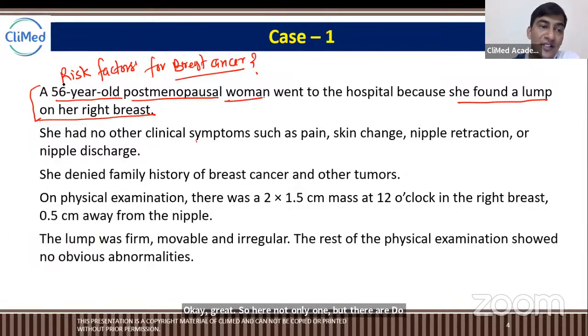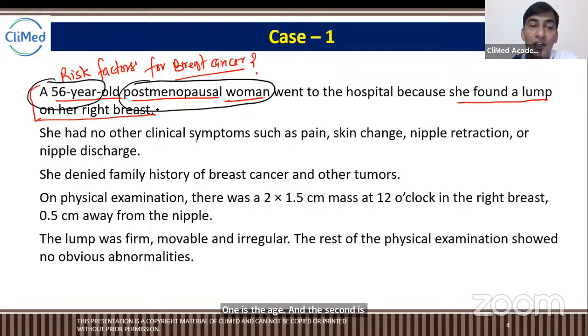So here, not only one, but there are two risk factors, guys. One is the age, and the second is the post-menopausal status. Can someone tell me how menopause is associated with breast cancer?